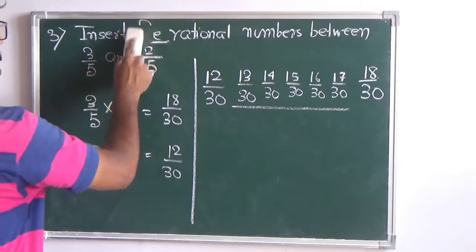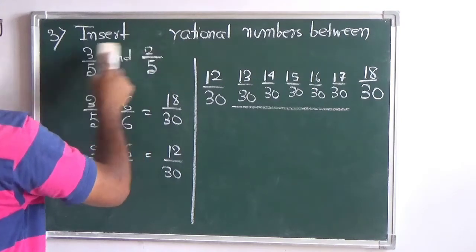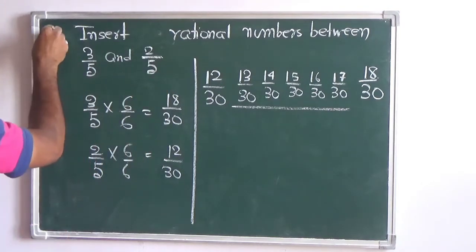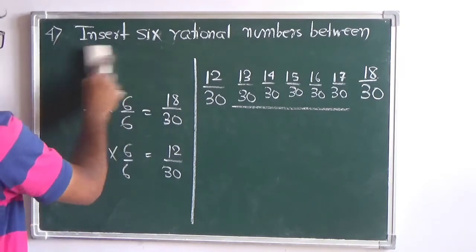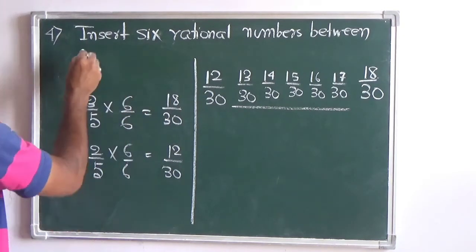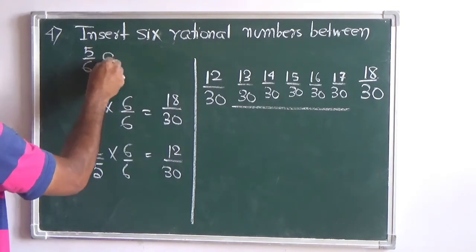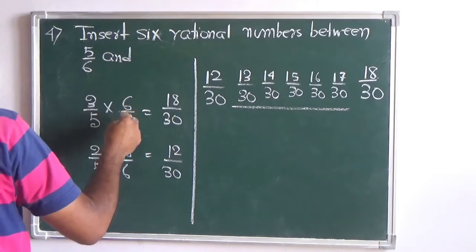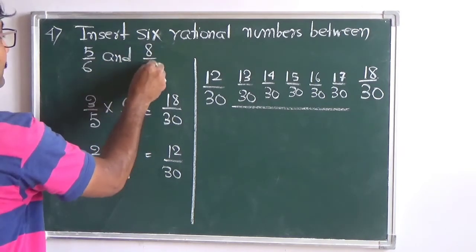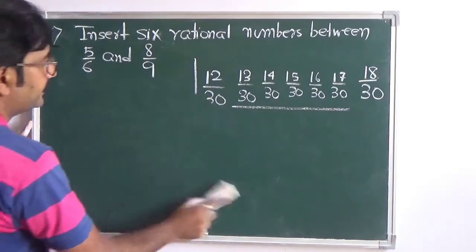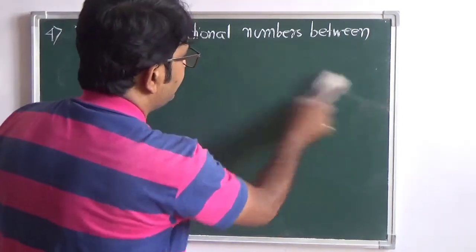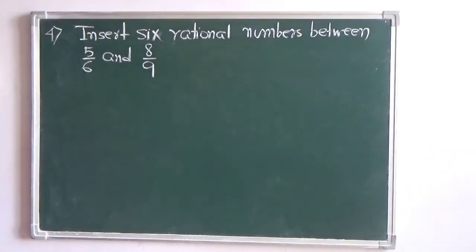So insert 6 rational numbers between 5 by 6 and 8 by 9. Now in this particular question, you can see the denominators are different. So first you need to take the LCM of the denominators and make the denominators same.